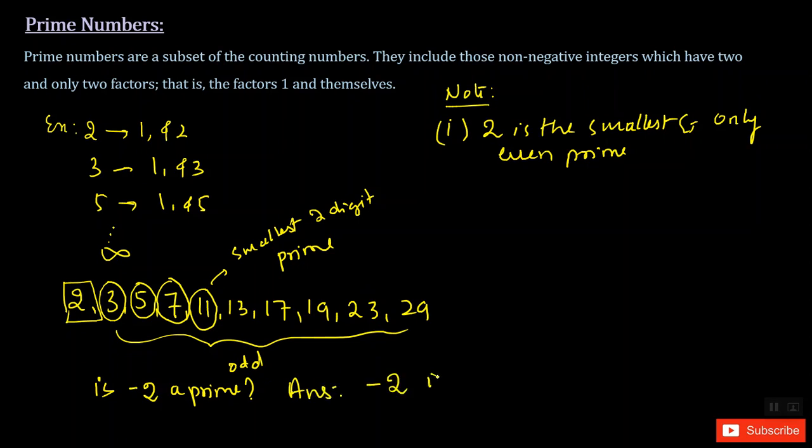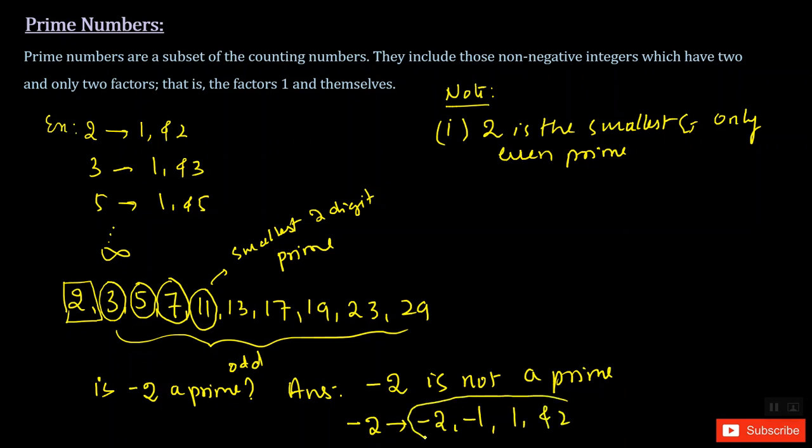Negative 2 is not a prime number. Why am I saying it's not a prime number? Negative 2 is divisible by negative 2, negative 1, 1 and 2. So this number has more than two factors, and for a number to be prime, it has to be divisible by only two numbers, 1 and the number itself, but it has more than 2. That's the reason we say negative 2 is not a prime number.